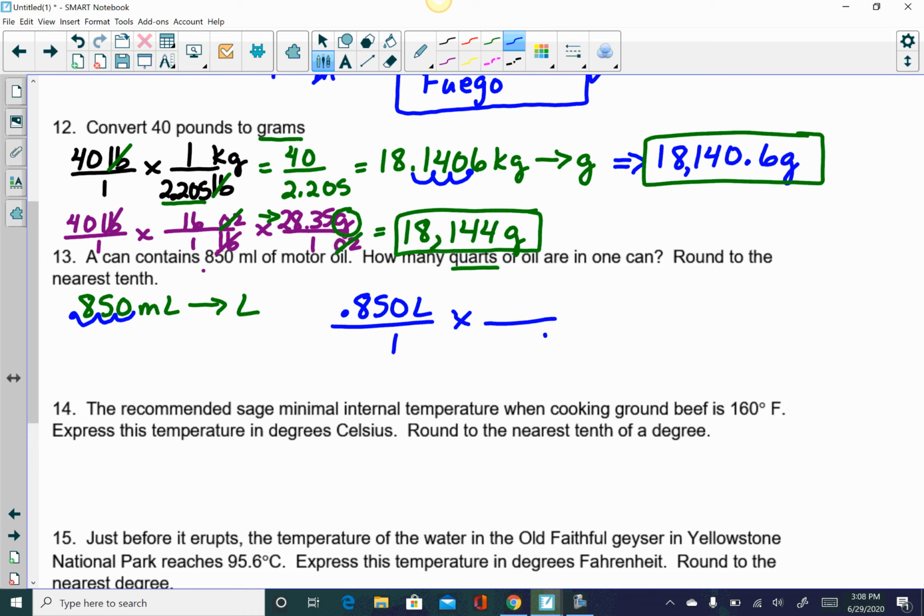And now we can go from a liter to a quart. Get rid of those liters, put liters on the bottom. And on your sheet, it will tell you that there are 1.057 quarts in every 1 liter. Then at that point, liters cancel out. We know we can stop. My only unit I have left up there is quarts, which is what I want, and that gives me 0.898. And then it tells me to round to the nearest tenth. So this 8 here is in the tenth spot, and that 9 tells me to round that up, so to 0.9 quarts. Final answer.